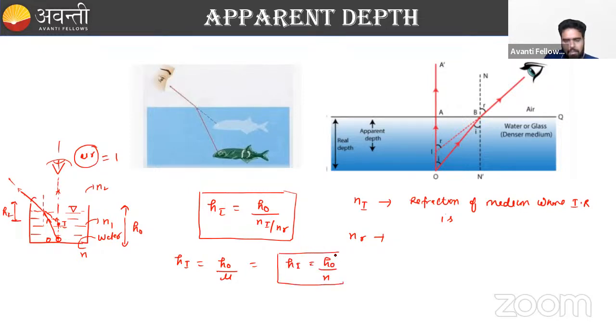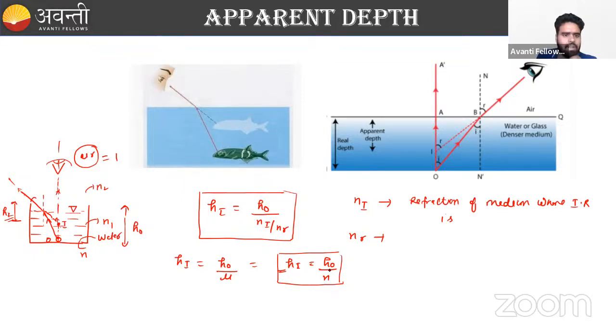And if we think conceptually, we can say that the height of the image in this case is lesser than the height of the object. So if this value is lesser than the height of the object, and the refractive index is always greater than or equal to 1, this is ultimately the height of the object divided by n.